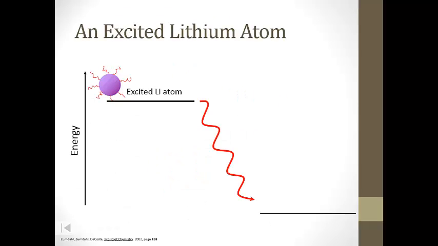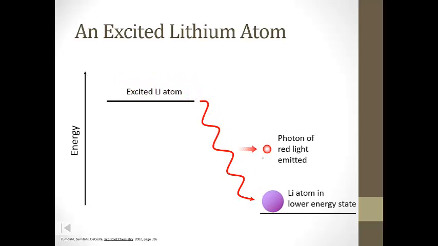Just another visual example here of our excited lithium atom as it falls back down to ground state. We have this red here. This is the light that we visually can see. Lithium lets off a red color. Not every atom lets off red. It's unique to lithium, and every atom has its own color, or variation of color, that it releases. So this is a way that we can tell atoms apart as well.